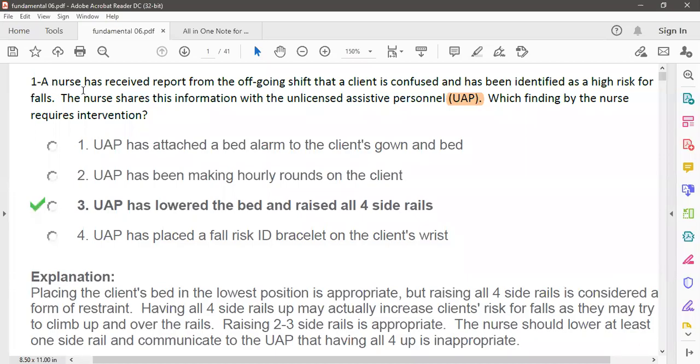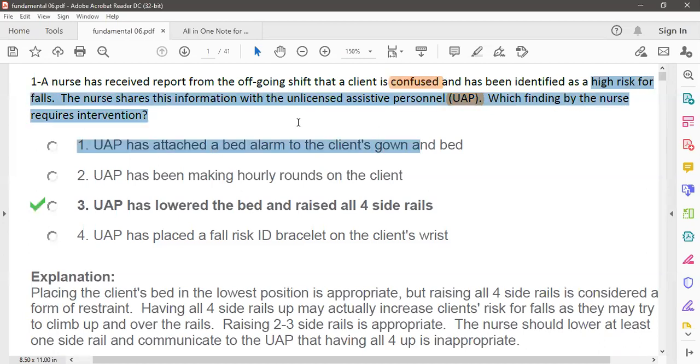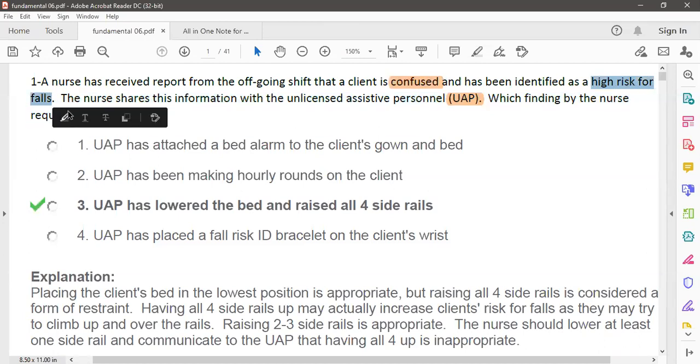So a healthcare provider has received a report from the off-going shift that a client is confused and has been identified as a high risk of fall. So our patient is confused, key point, also identified as a high risk of fall. During the planning of treatment or intervention, our priority is safety. How to prevent the fall?